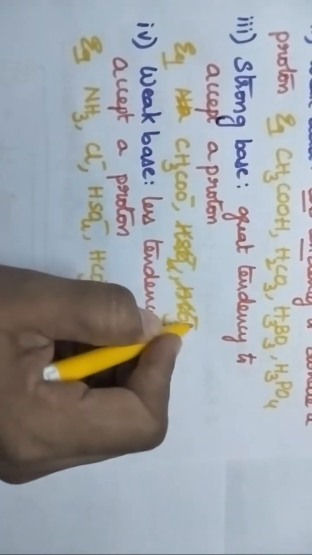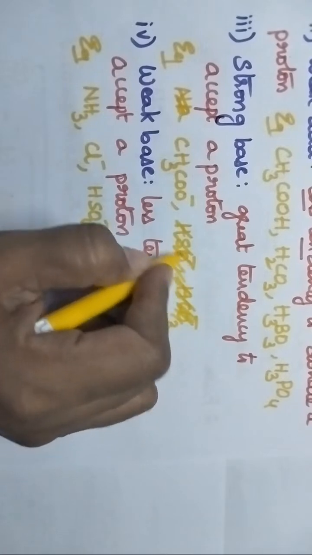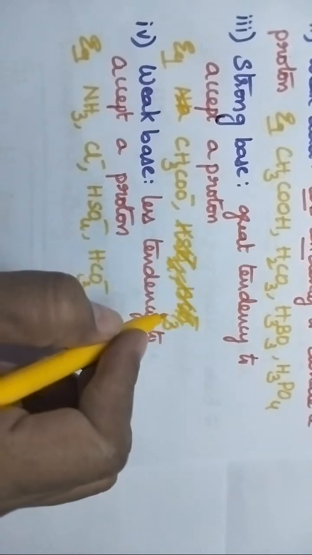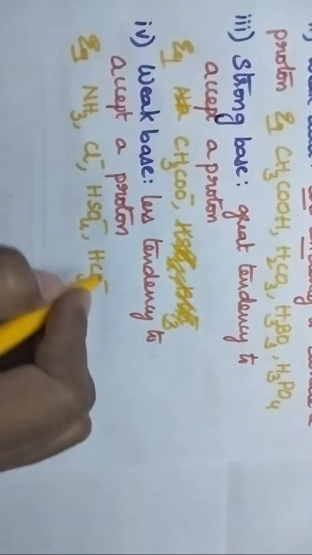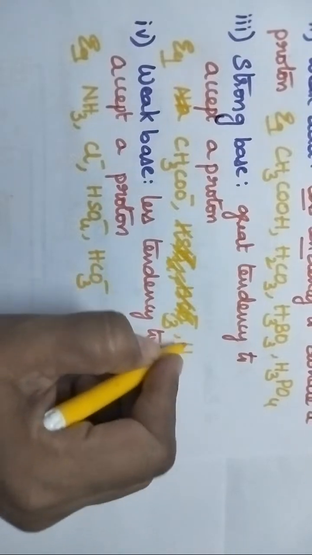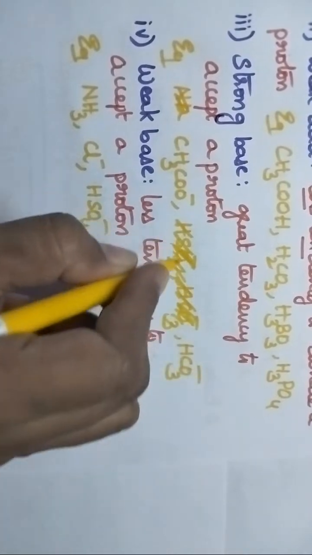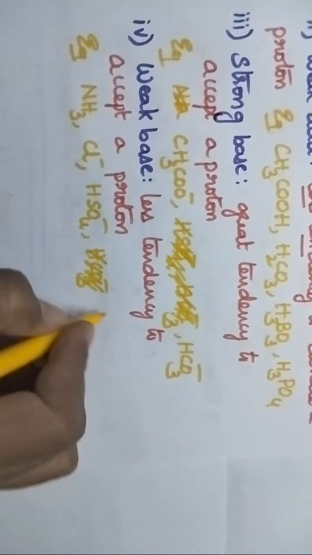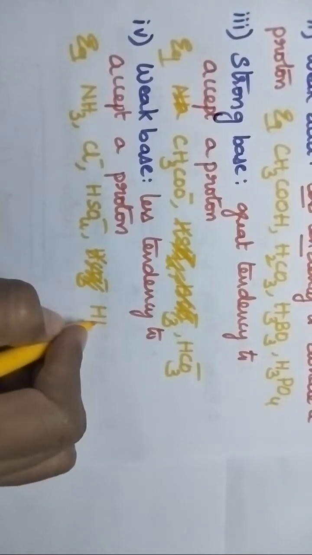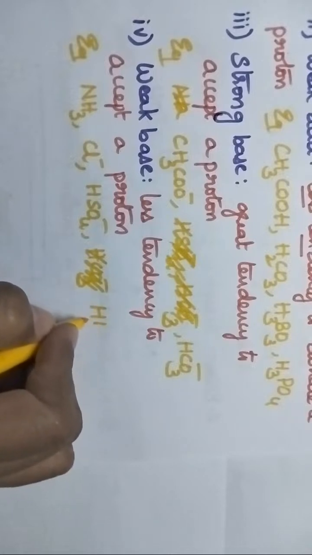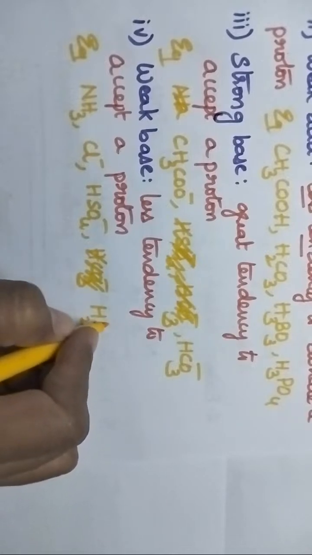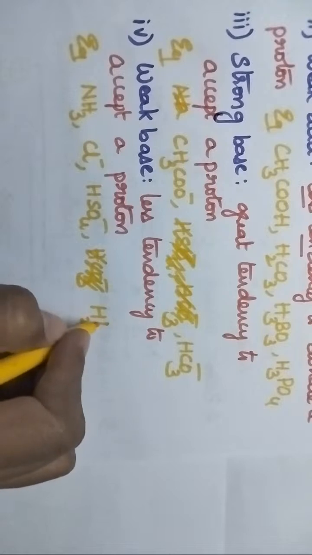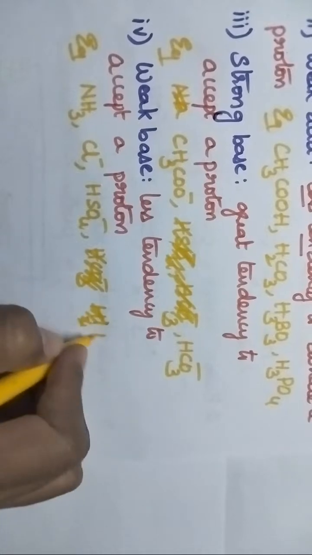Especially it includes a conjugate base from the weak acids. So, it includes HCO3 minus but not H2SO4. And coming to weak base, it includes H2O, NO3 minus. Clear?